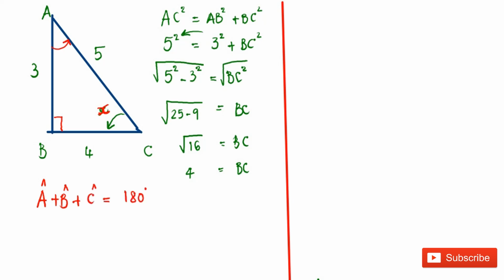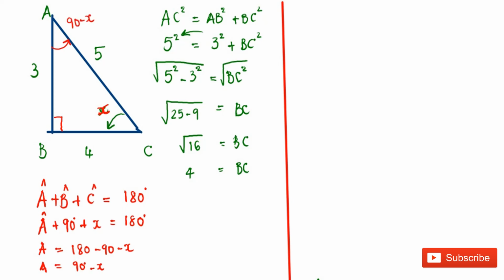We don't know what our angle A is. We know that angle B is equal to 90 degrees, plus we know that angle C is equal to x. So how do we calculate angle A? We can calculate it by isolating it on the left-hand side. So we'll be left with 180 degrees minus 90 minus x. If you solve this, 180 minus 90 is 90 degrees minus x. So angle A is equal to 90 minus x.